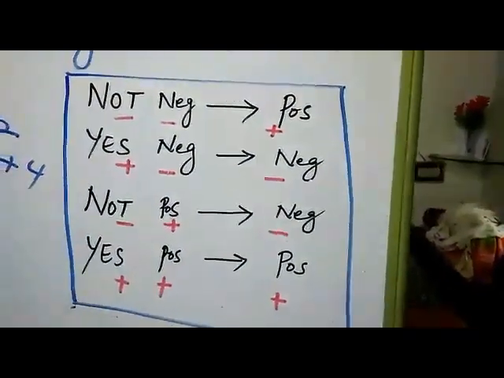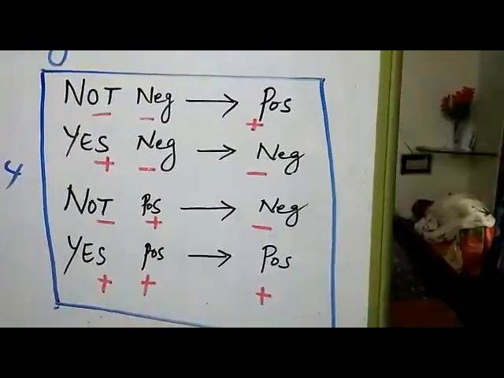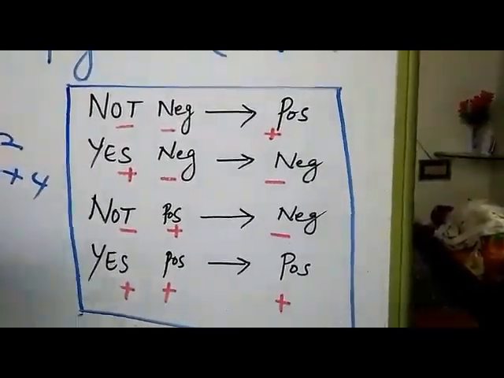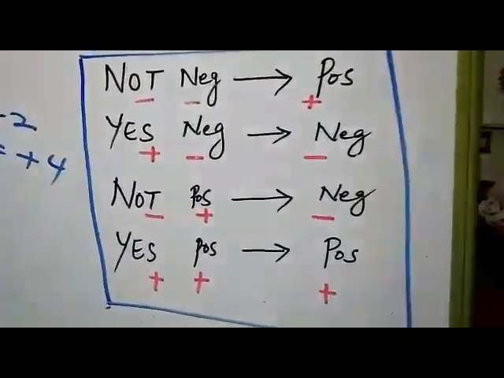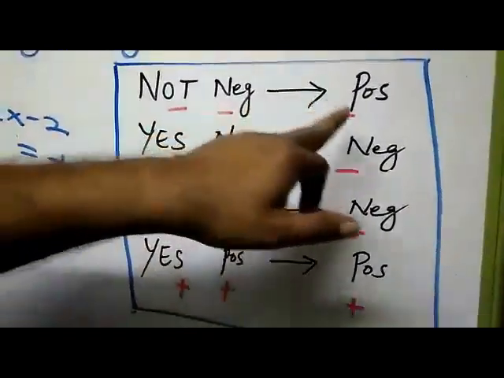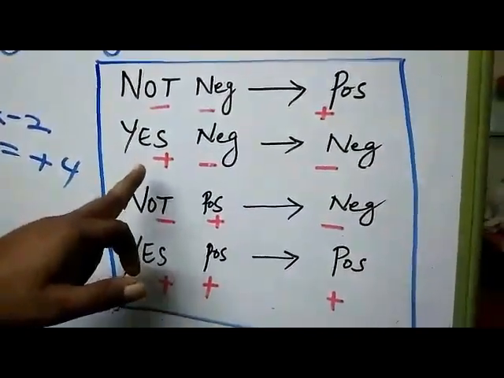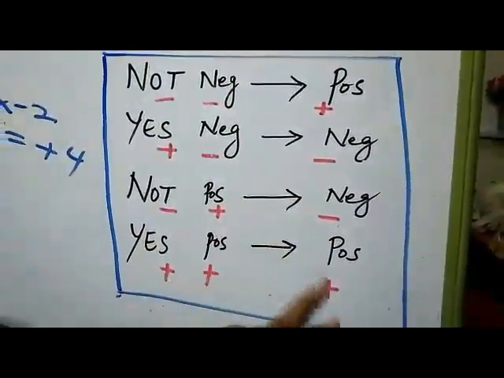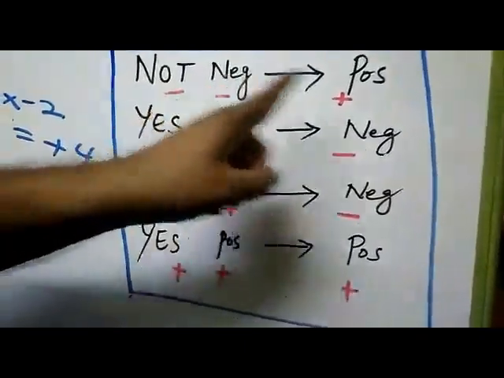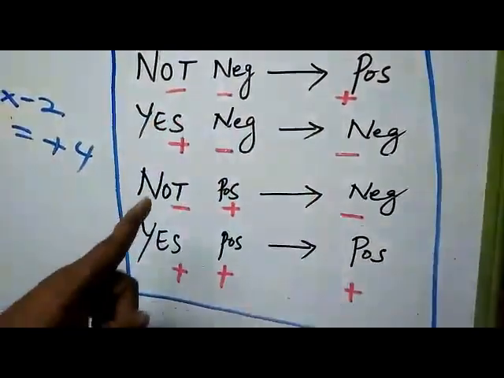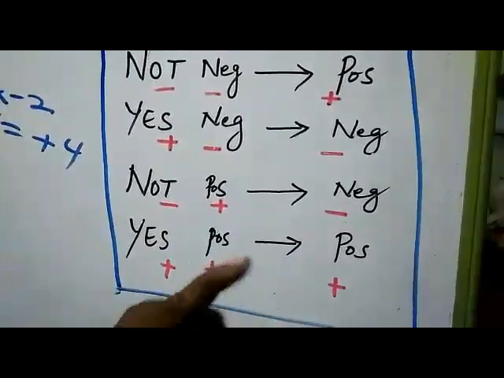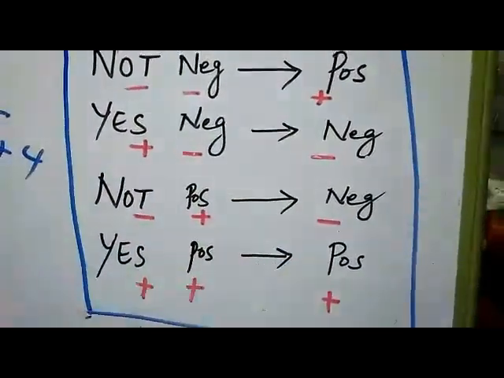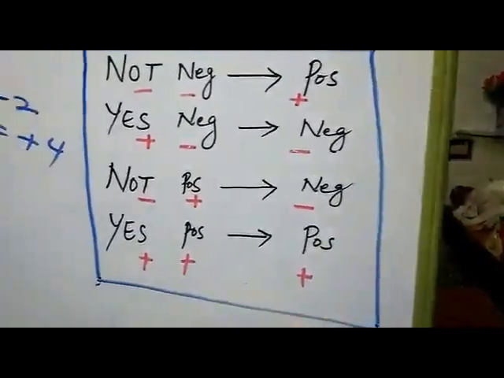Very, very important. You may get somewhat confused. If you want, you can adopt only the old method. No need to do this. If you have interest, you can do it like this. Normally you use minus into minus plus, plus into minus minus, minus into plus minus, plus into plus plus. Instead of that, you can use: not negative, yes negative; not positive, yes positive.